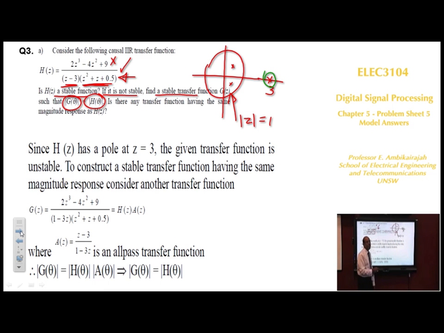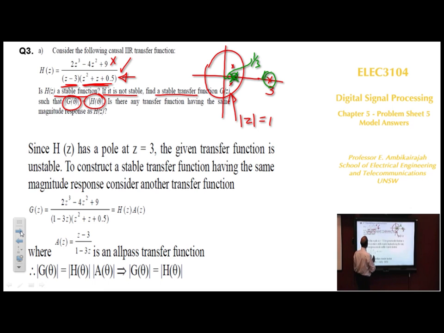In an all pass filter, if you have a zero outside, you need to have a reciprocal of that. So you must have a zero inside at 1/3. This is 1. If this is 3, you should have a zero at 1/3. So if you have a transfer function which has a zero at 3 and a pole at 1/3, that's what the all pass filter is. Then their magnitude response is the same.